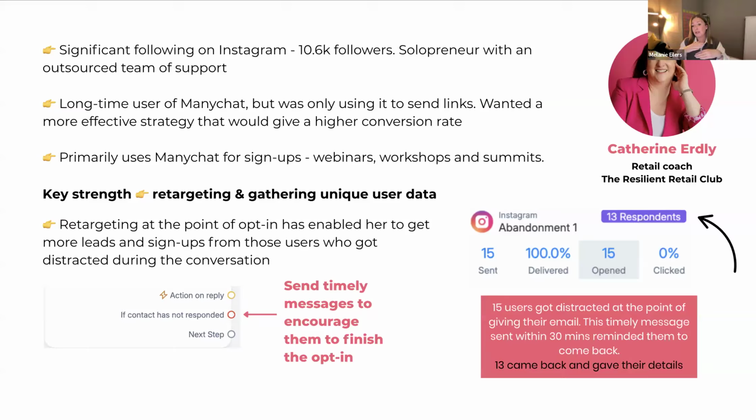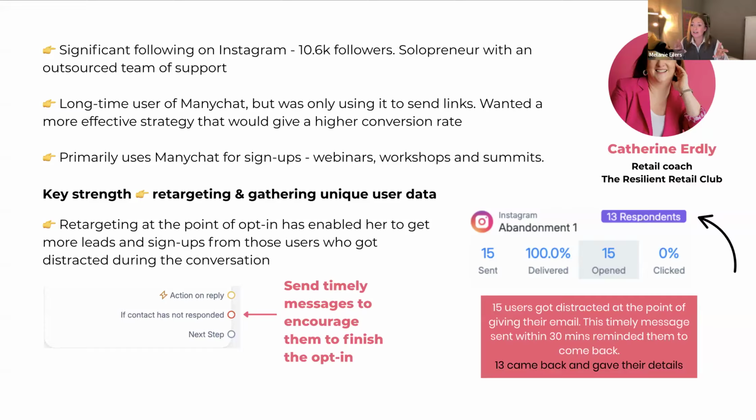Now, once the people are in your DMs, you have 24 hours in which to send them more automated messages. I use abandonment sequences, as I call them, retargeting, to send messages. Mine, and Catherine's, are normally set at 3 minutes and then 30 minutes, because you want to try to get them back while you are still front of mind. You are still front of their mind whilst they are opting in.